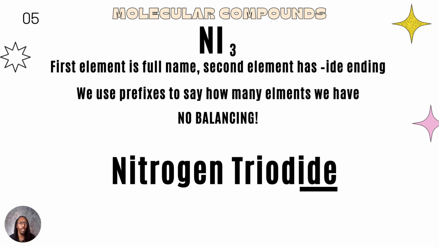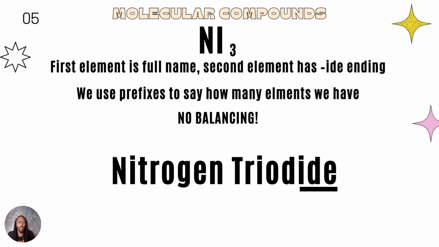Great. How do we name molecular compounds? Well, it's very, very similar to how we name ionic compounds. So the first element in this case is going to be the full name. The second element is what we're going to be changing the ending to IDE. Sounds the same as naming ionic compounds, because if we think about ionic compounds, your cation, which is the first element, stays the full name. And then our anion, the second element, changes to IDE. So notice the structure is basically the same.